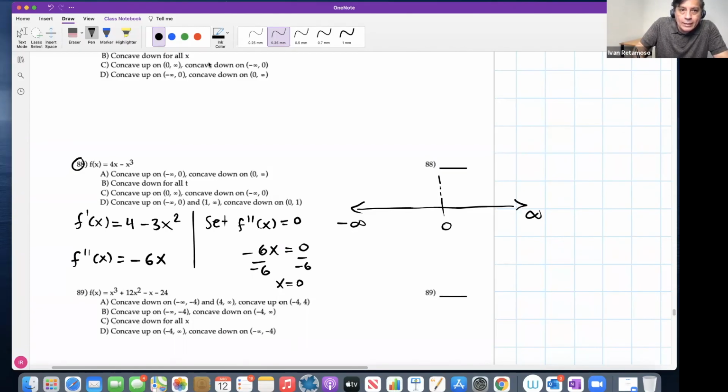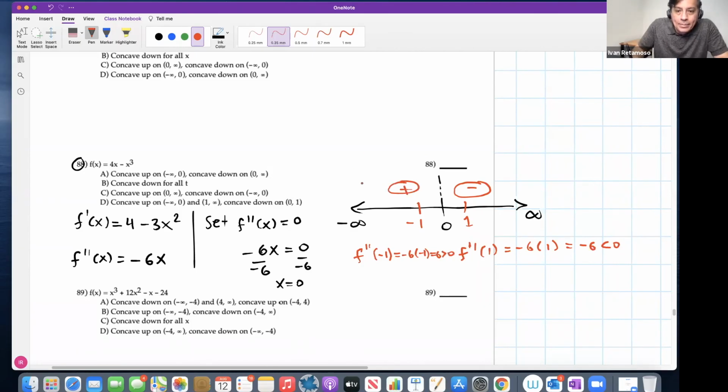Here and here. For that, I take test point 1. I put this test point into my second derivative. Notice it's very clear that the second derivative is negative here, right? Negative. And if I take as my test point -1 here, if I evaluate my second derivative at -1, clearly this is going to be -6 times -1, +6, right? Positive. So concave up here, and here concave down.